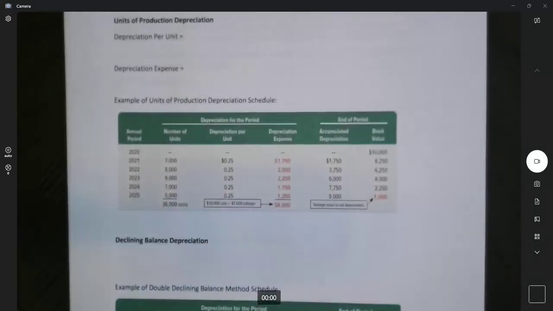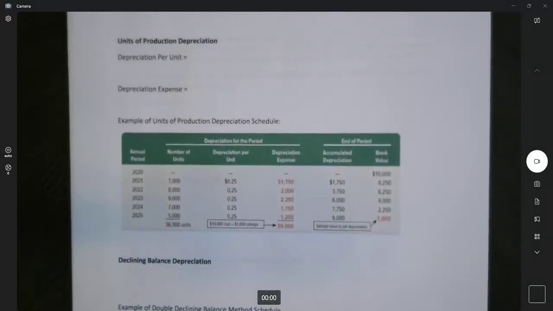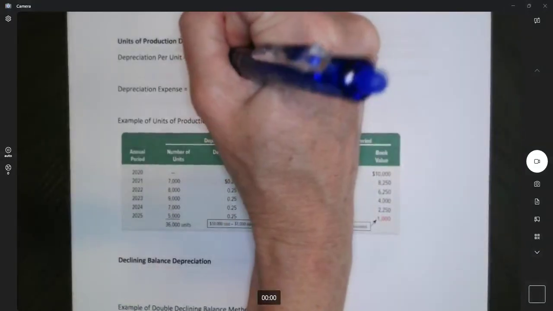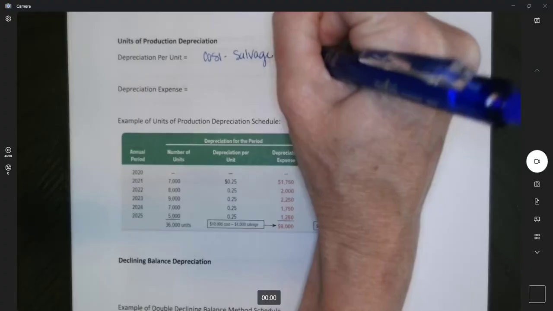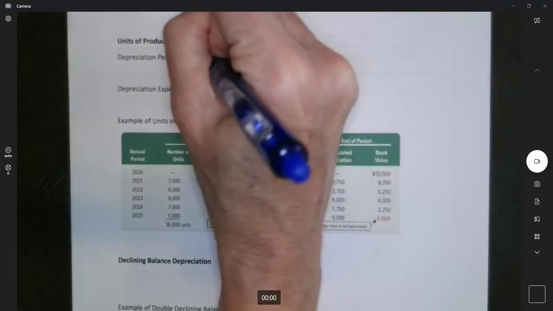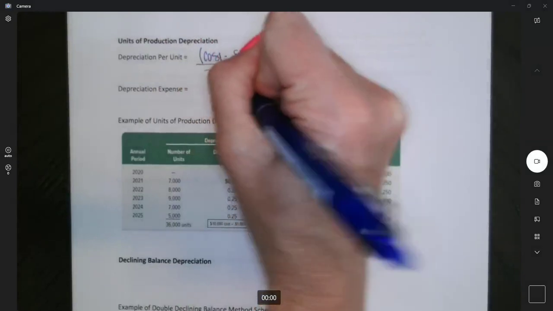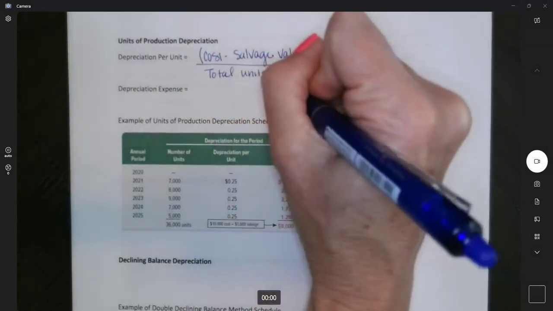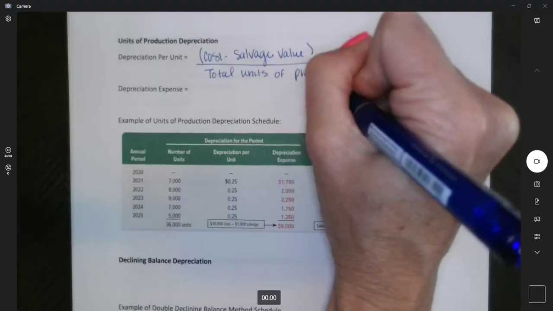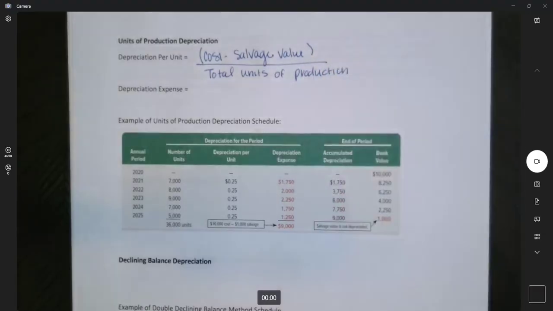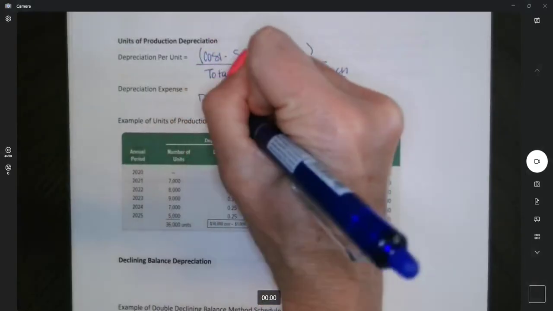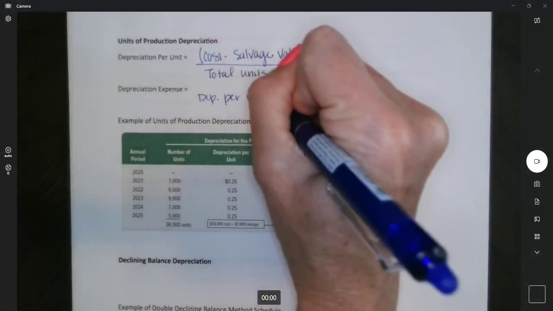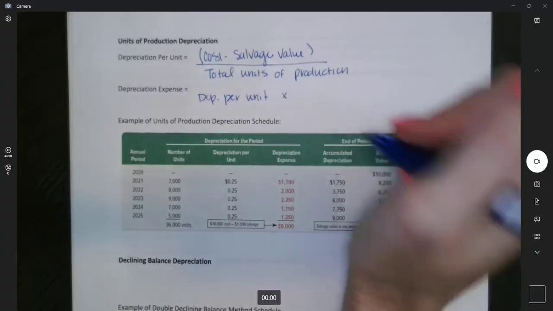In units of production depreciation, the depreciation per unit is determined by taking cost minus salvage value and dividing it by total units of production. The depreciation expense is then the depreciation per unit times the number of units produced in the period.